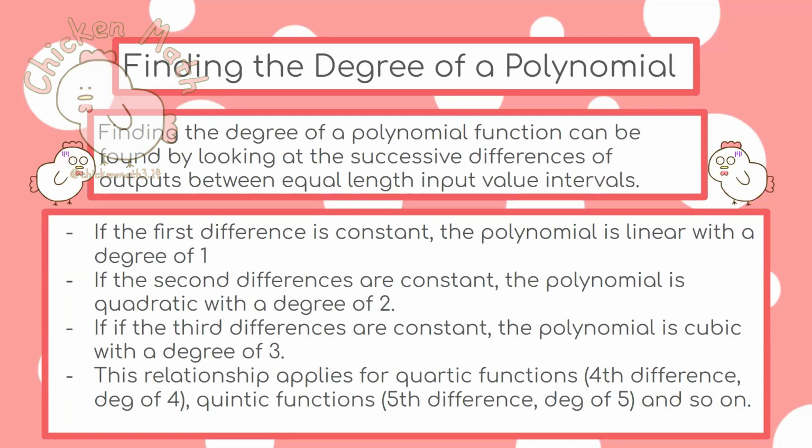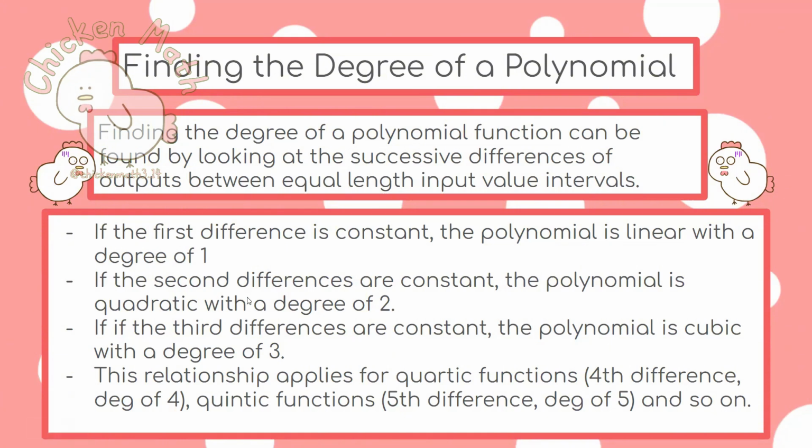Now, the way you can do this is by looking at successive differences of outputs between equal length input value intervals. So that's just looking at the differences between our outputs over their corresponding input values, which are evenly spaced apart. So the first difference is going to be constant if the polynomial function has a degree of 1. Again, degree is just the largest value to which x is raised. So first differences being constant means that the degree is 1.